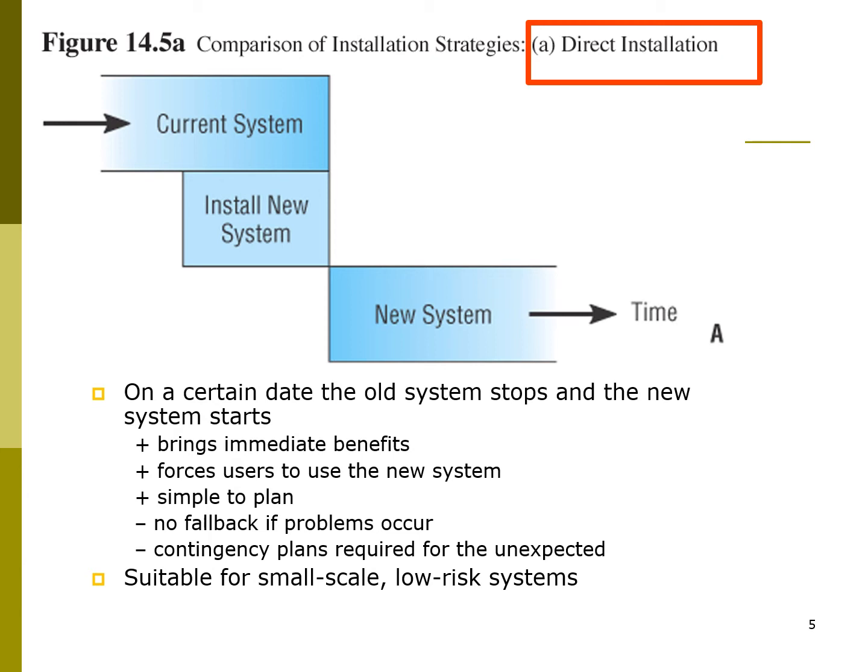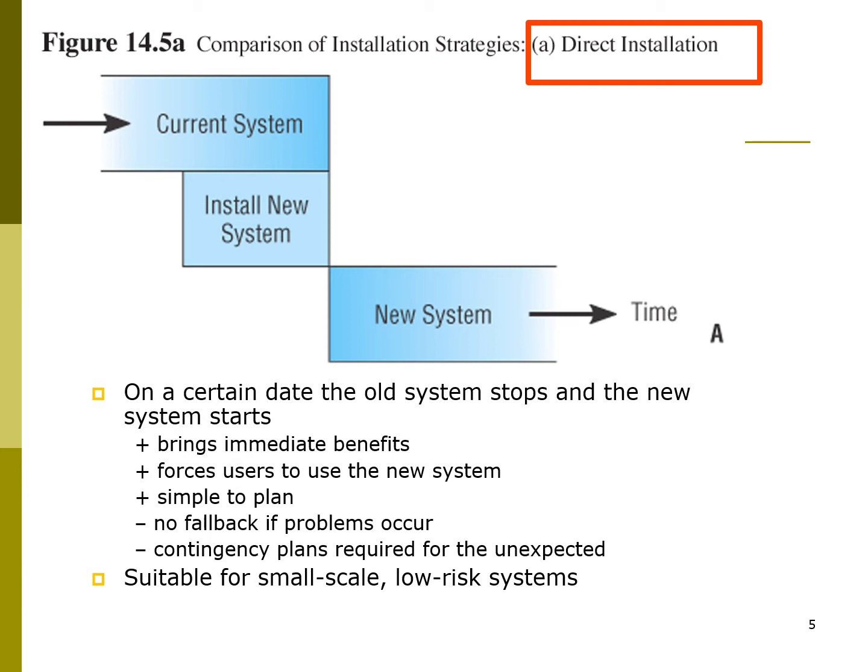The disadvantage is that you can no longer fall back, meaning that if this new software is not working as expected, you cannot go and use the old one because it's no longer there. You need to have a contingency plan, meaning a backup plan. What will happen if this new system is not running? This kind of installation strategy is good for a small scale system and a very low risk system, for example, a lorry system or an inventory system.